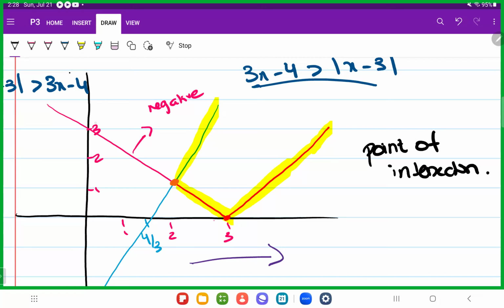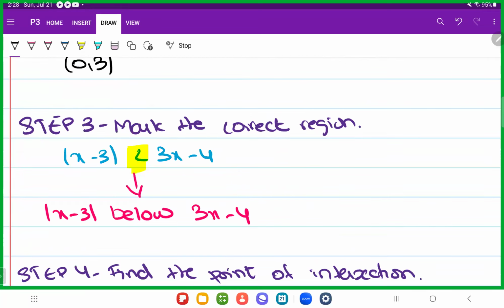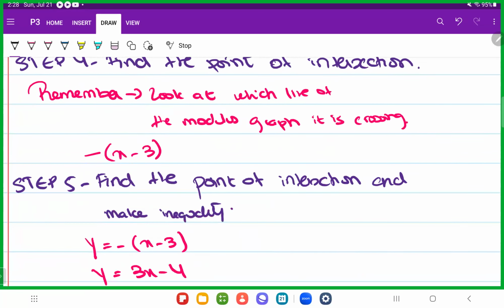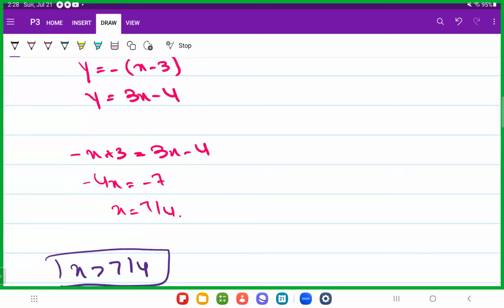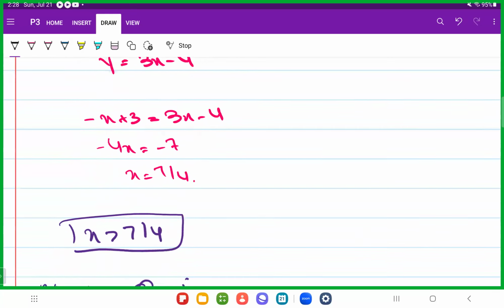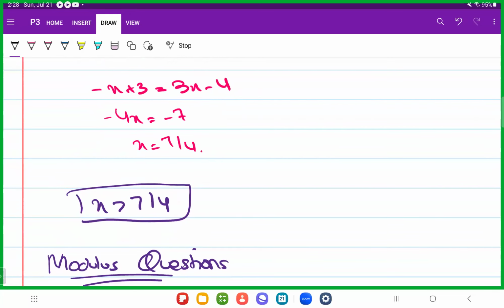So this is the negative slope of the modulus, and this is the positive slope. My linear equation is crossing the negative slope, right? That means when finding the point of intersection, you will put a negative sign outside the modulus. So it will be minus (x minus 3) and 3x minus 4. You find out your point of intersection, and this is your answer.